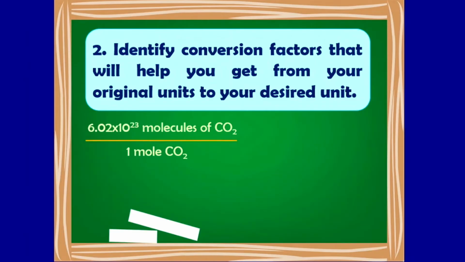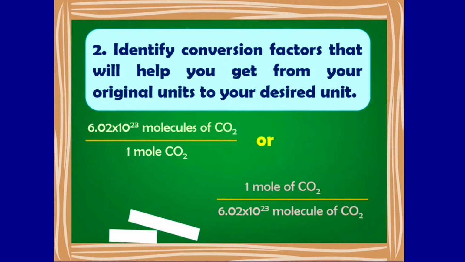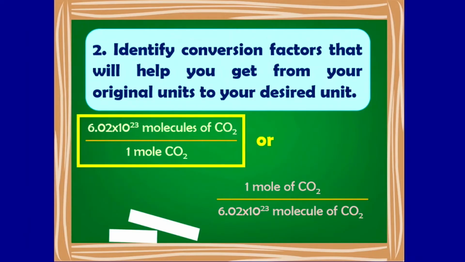We have 6.02 times 10 raised to 23 molecules of carbon dioxide over 1 mole of carbon dioxide. Or we have 1 mole of carbon dioxide over 6.02 times 10 raised to 23 molecules of carbon dioxide. Which conversion factor will be used to solve the given problem? You're right! Since our desired unit is molecules, we will use the conversion factor 6.02 times 10 raised to 23 molecules of carbon dioxide over 1 mole of carbon dioxide.